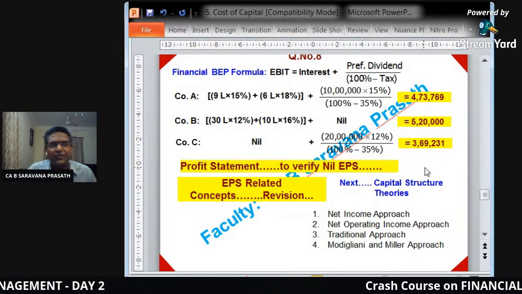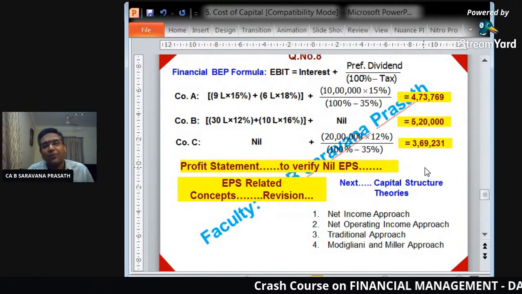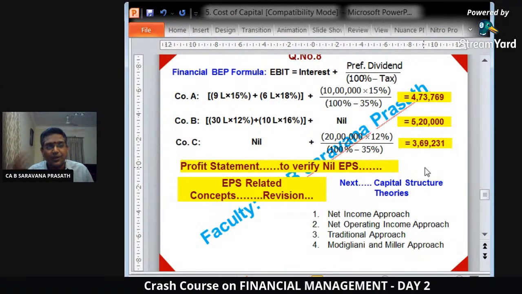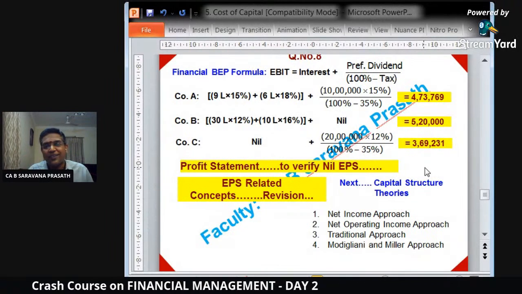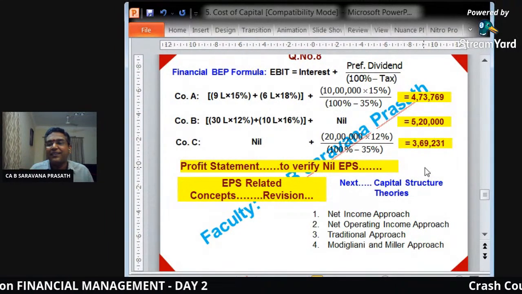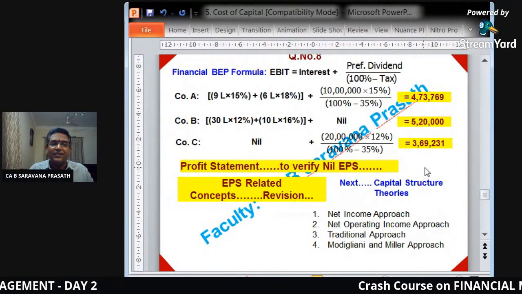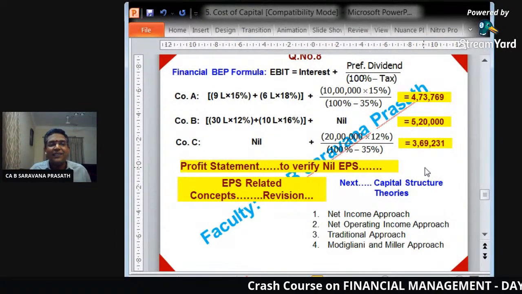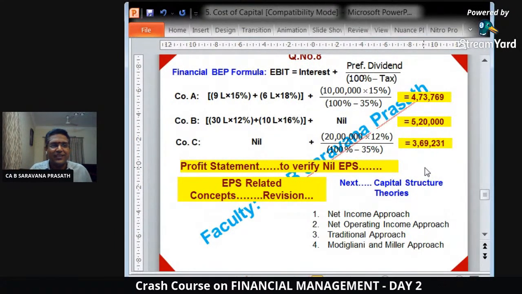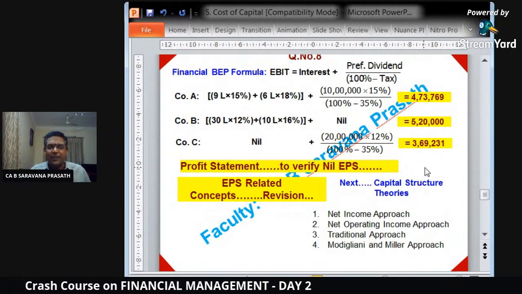I will pause for a short while. You can go through the calculation and observe the procedure involved and how the formula is applied. And remember that it is EBIT at the financial break-even point.